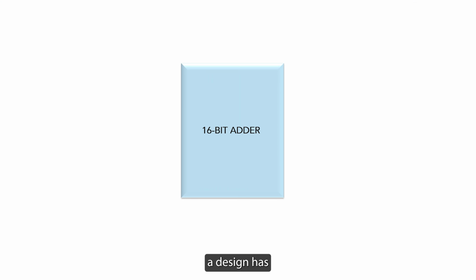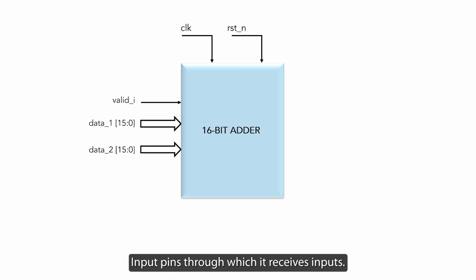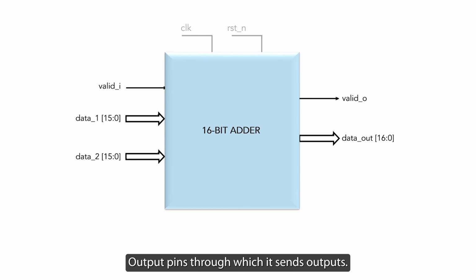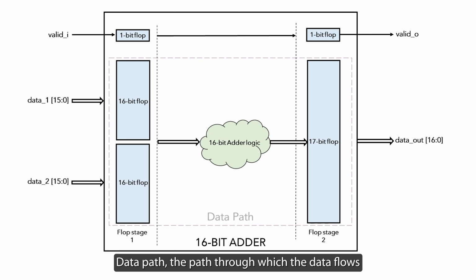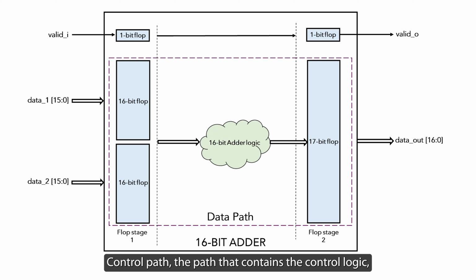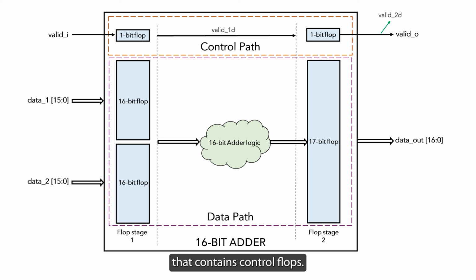As we'd seen in an earlier video, a design has input pins through which it receives inputs, output pins through which it sends outputs, data path, the path through which the data flows that contains data flops, control path, the path that contains the control logic, which could be a state machine that contains control flops.